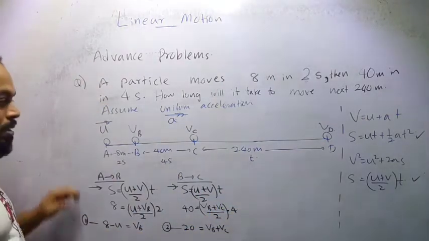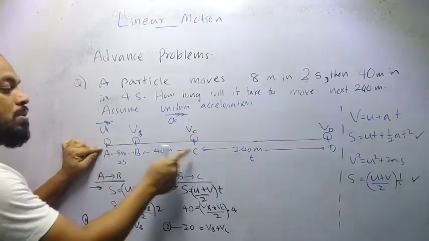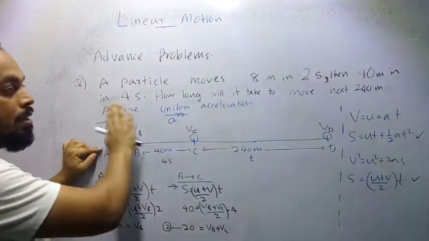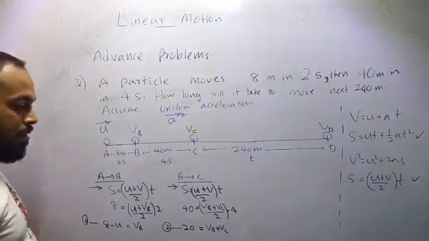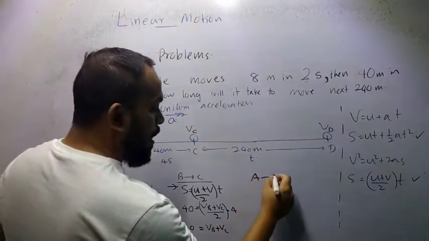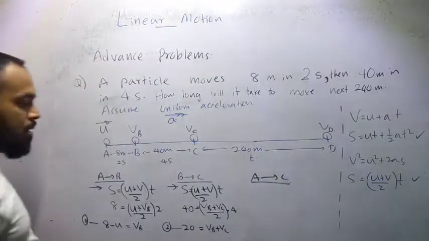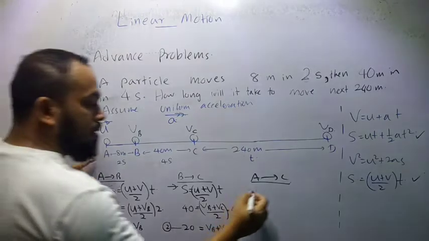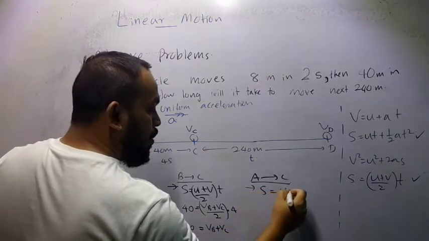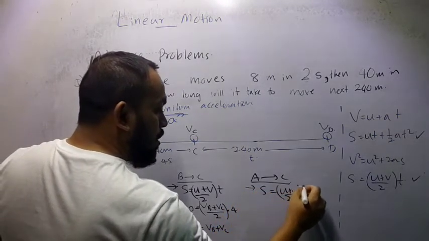What I'm going to do is I'm going to consider motion from A to C. Why? The acceleration is uniform. Next I'm going to consider motion from A to C directly. Successive motion. So S equal U plus V by 2 T.